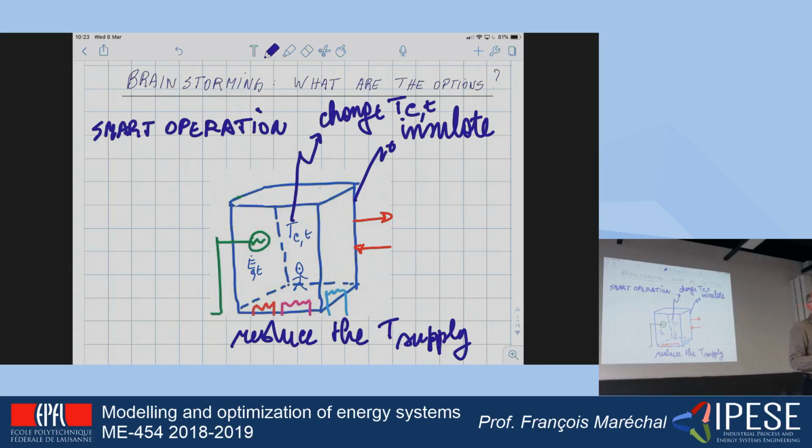Other suggestions? Yeah. So this is something which is at the level of the energy conversion system. Now I would like to still have options for reducing the needs. Yeah, using waste heat, recirculating waste heat. Try to reuse the waste heat. That's correct. So I'm going to add that here.